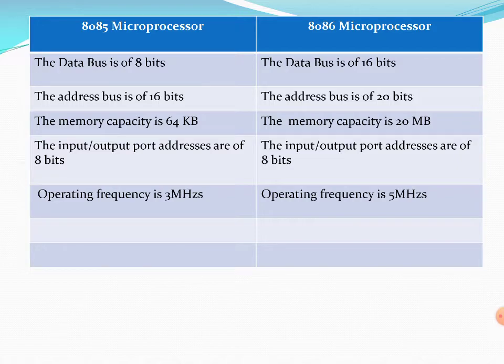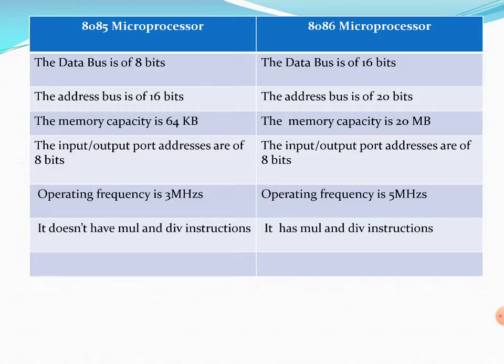Operating frequency. This is the frequency which is given to all the internal circuits in the architecture of the microprocessor, and also to all the chips on the motherboard. This is not the same as your crystal frequency. Crystal frequency is different and operating frequency is different. The operating frequency of the 8085 microprocessor is 3 MHz, whereas for the 8086 it is 5 MHz.